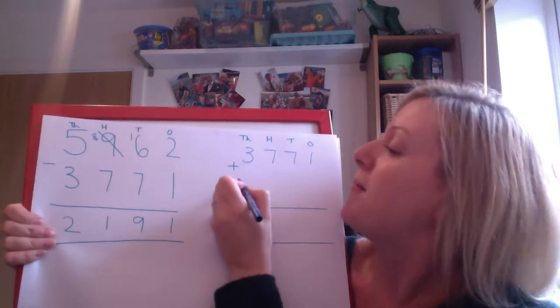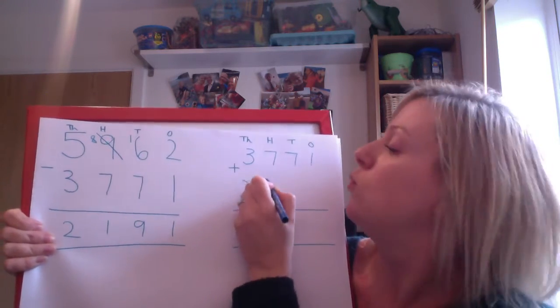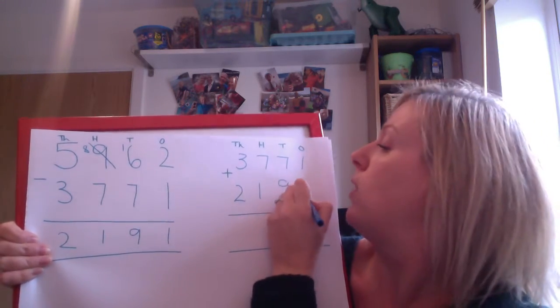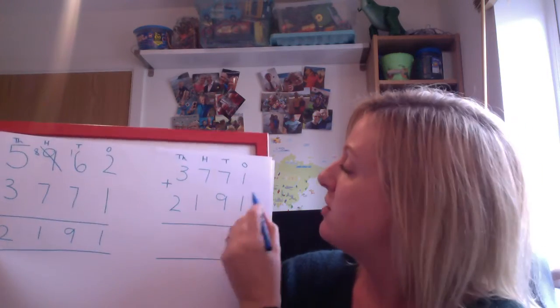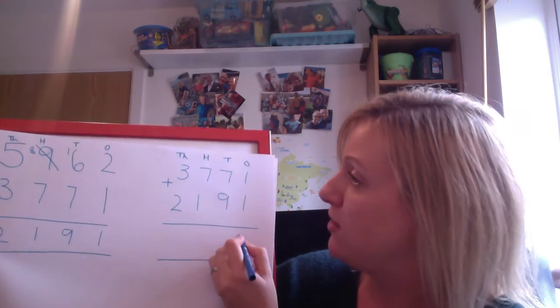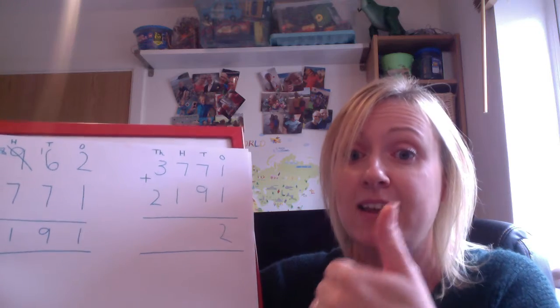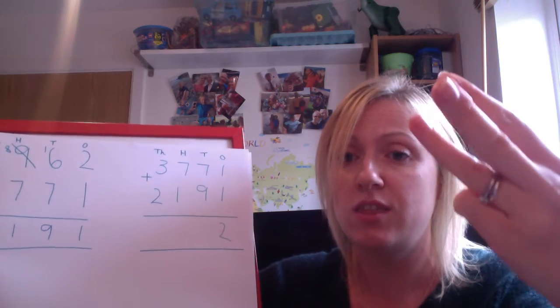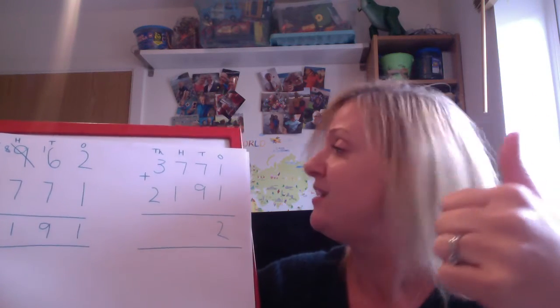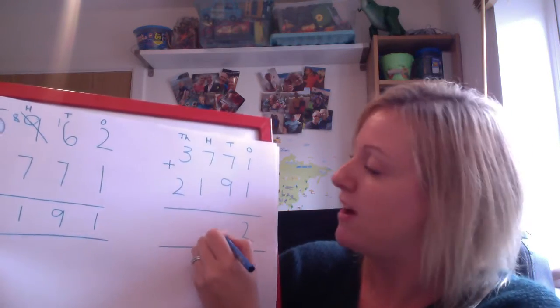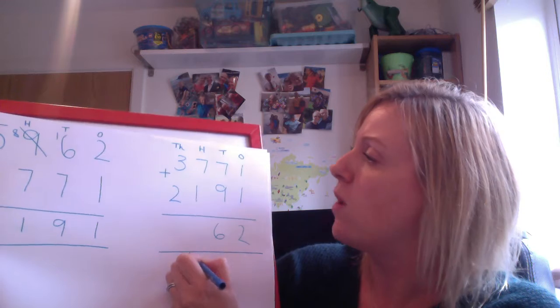3,771 add 2,191. Okay, so now I'm doing an adding question. So I'm going to add 1 gives me 2. 7 add 9. Well, I'm going to hold 9 in my head and count on. 9, 10, 11, 12, 13, 14, 15, 16. So I'm going to write in my 6 and carry my 1.